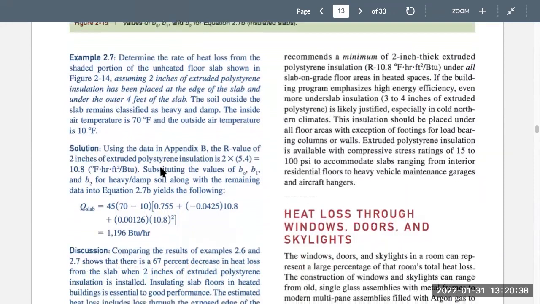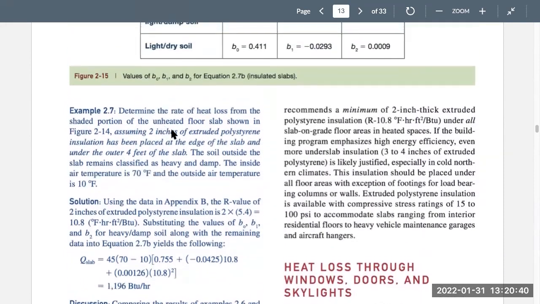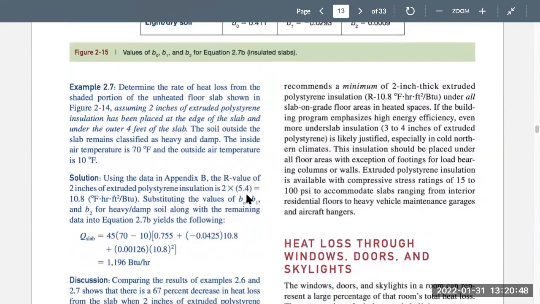So what they had to do is look up extruded polystyrene insulation. What's the R value per inch? So the R value per inch, once they look that up, is 5.4. This is where they come up with their 10.8 number. So they take 2 inches times the R value per inch. So now we have our 10.8.